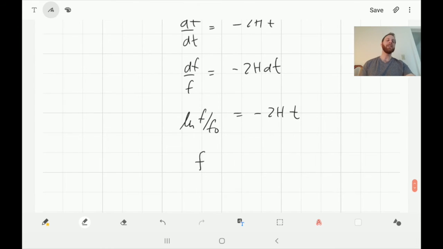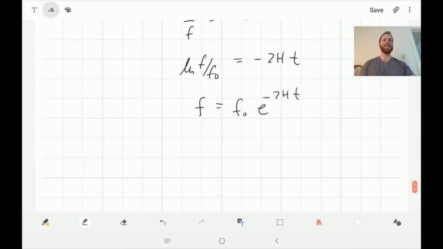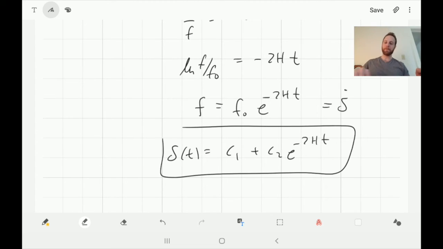Apparently f, you've got to exponentiate both sides, of course. f naught times exponential of minus 2ht, and then you have to integrate this once to get, right, this is what delta dot is, so you have to integrate this once. Apparently that means that delta as a function of t, you'd have this term plus some constant term, and that's what I see here, so I'm going to write it the way that Ryden does it. c1 plus c2 e to the minus 2ht. Wow, that was exciting.